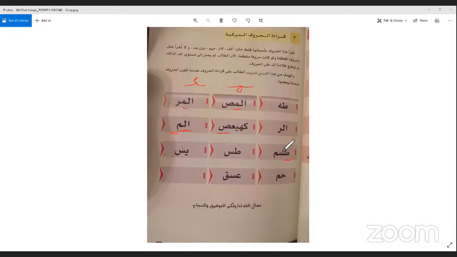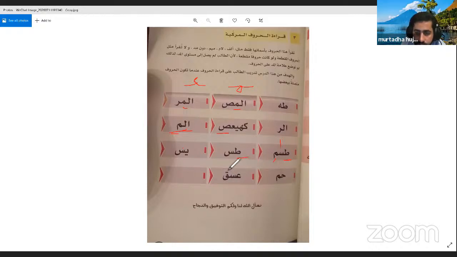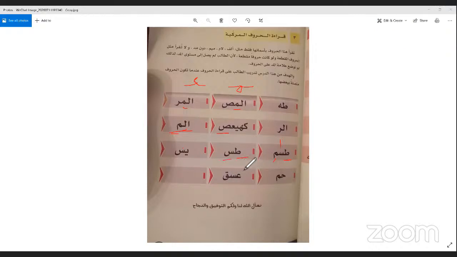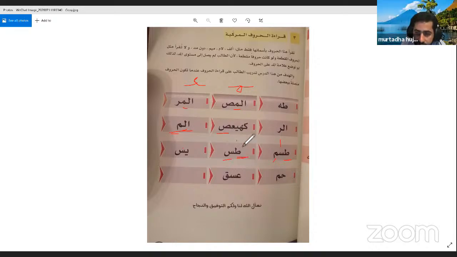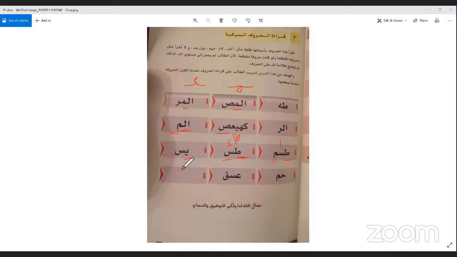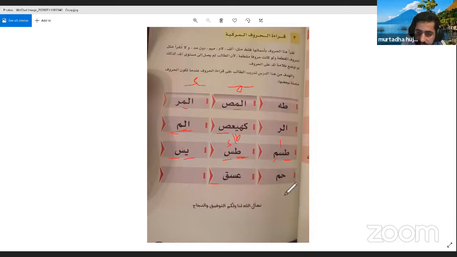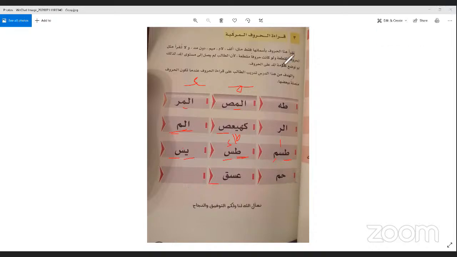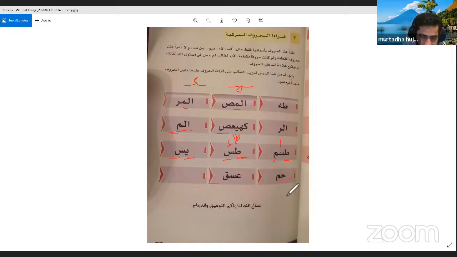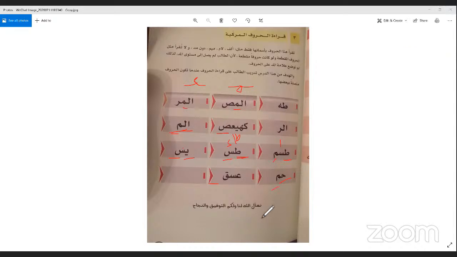Ta. Ta, very good. Sin. And Mim. Ta, Qaf. And the Sin. No. Ta Sin is named Ta, with Hamza. Ya and Sin. Yasin. The name Yasin, no? Okay. Ha. Mim.